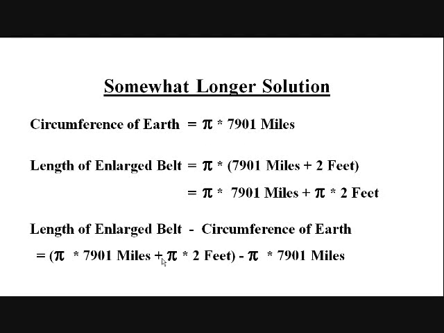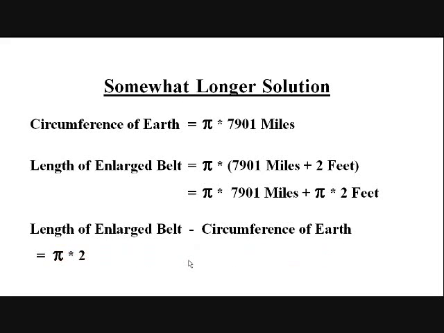And the thing to notice here is we've got some really big numbers floating around, right? Pi times 7,901 miles. That's the circumference of the Earth. That's the distance around the equator. It's like 25,000 miles or something. It's way up there. It's really big. But the neat thing here is that this distance is exactly the same as this distance. So even though they're really big, they completely cancel out, right? This distance on the left cancels out with this distance on the right. And when we're done, all we're left with is pi times 2 feet, which of course is equal to 2 pi feet.